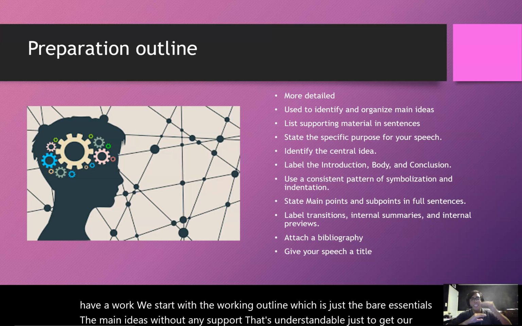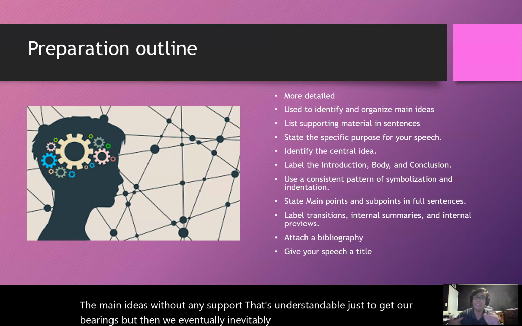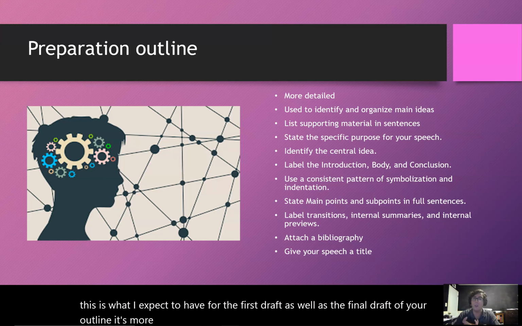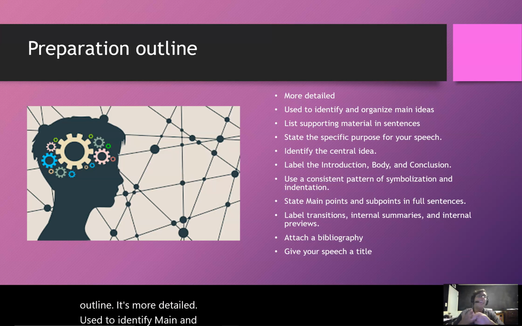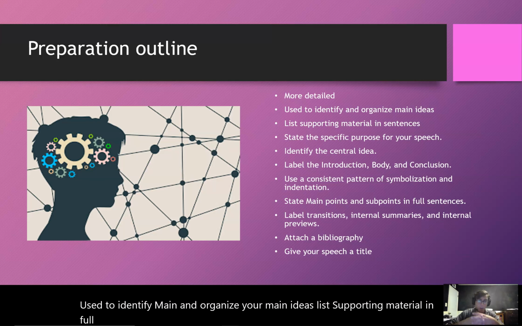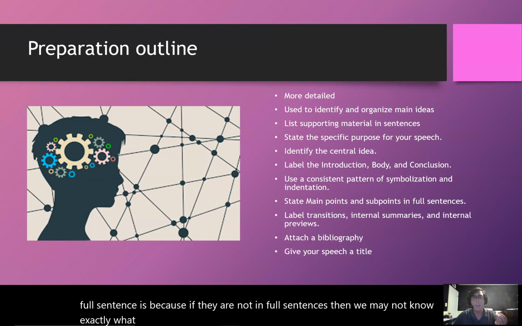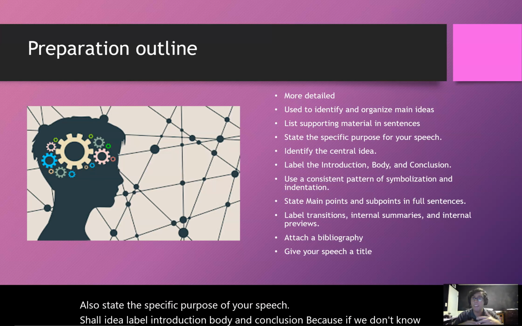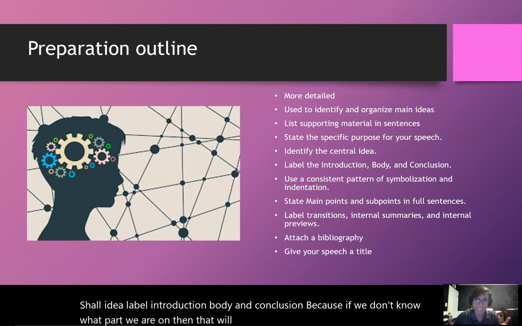But then we eventually, inevitably, get to the preparation outline. And this is what I expect to have for the first draft as well as the final draft of your outline. It's more detailed, used to identify and organize your main ideas, list supporting material in full sentences, because if they are not in full sentences, then we may not know exactly what you're talking about. Also, state the specific purpose of your speech. Identify the central idea. Label introduction, body, and conclusion, because if we don't know what part we are on, then that will hurt our understanding.